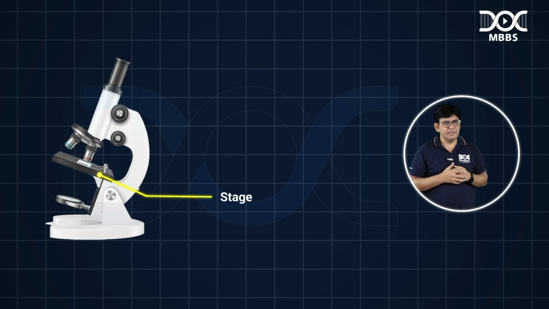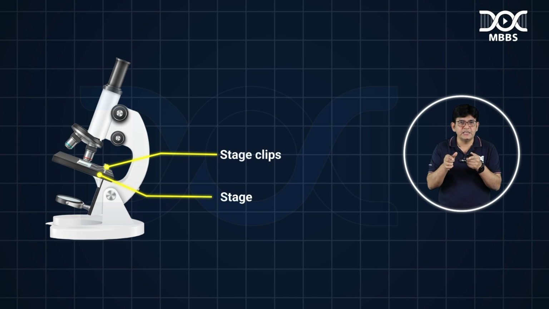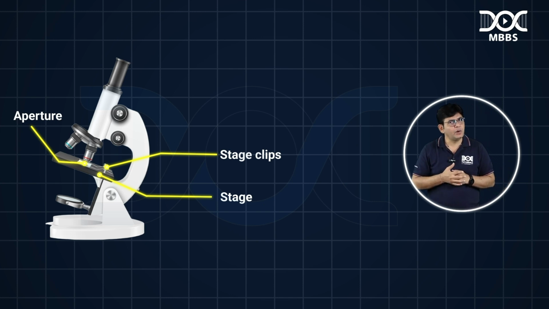Then comes the mechanical stage. In the mechanical stage, an arm bears the stage with stage clips. The clips are there to hold the slide, because the slide can move here and there. There is also an aperture at the center of this mechanical stage which permits the light to reach the object from the bottom, through the aperture, up to the objective lenses and later on to the ocular lenses.